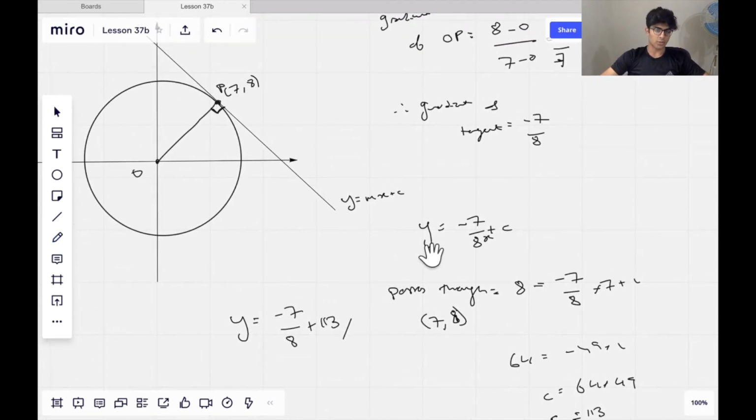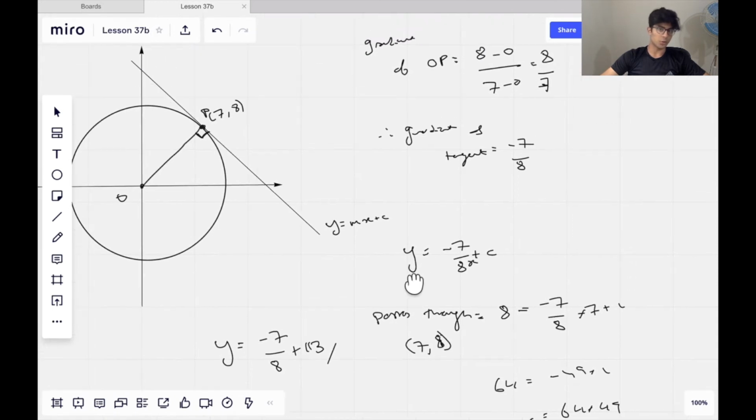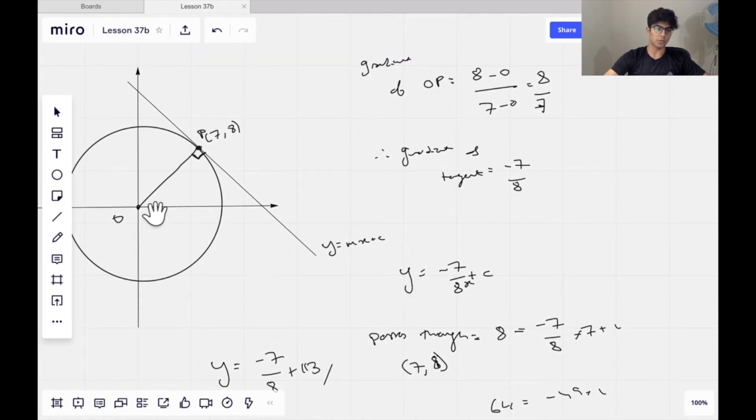So that's how we do that, again, just step by step. First thing we do is find the gradient of the line through O and the point, which is a radius. We know this will be perpendicular to the tangent, so we can find the gradient of the tangent. And now we know the gradient of the tangent and the point it passes through, so we can find the equation of the line.